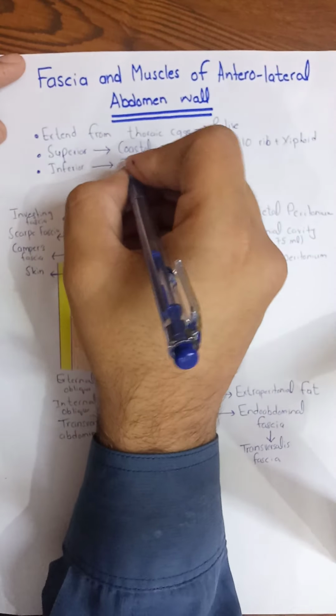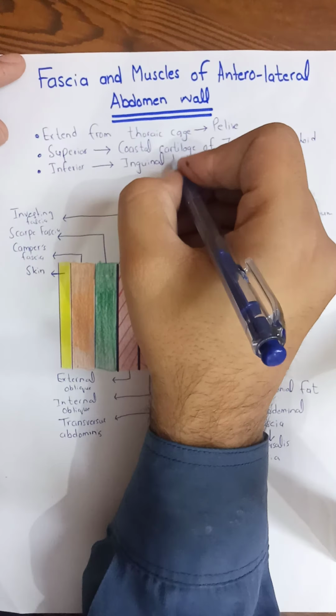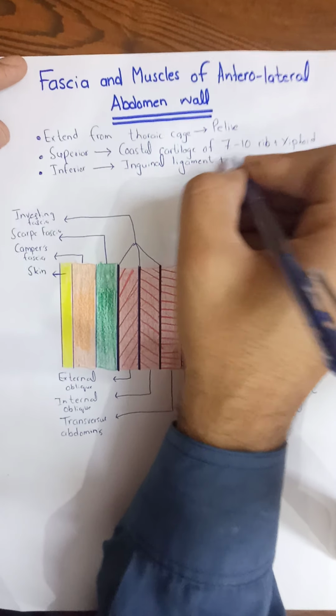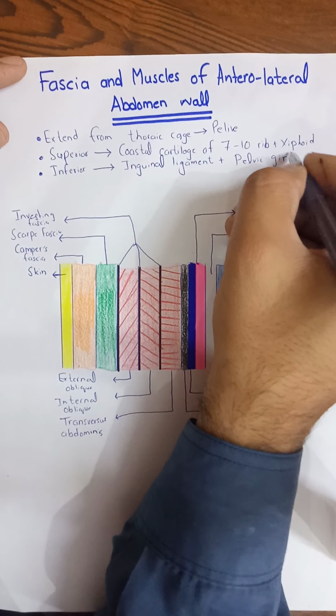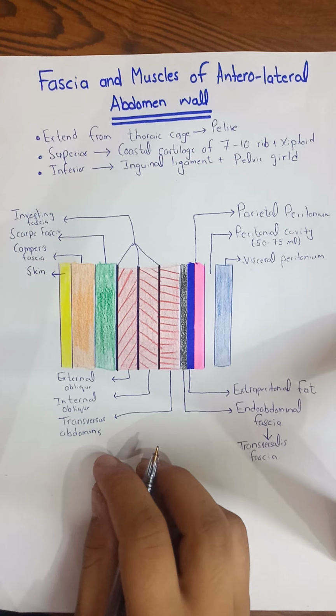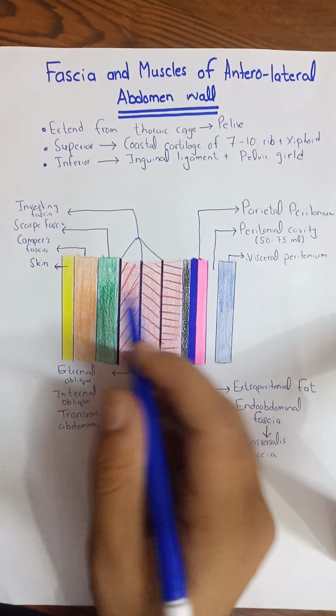Inferior to it will be the inguinal ligament plus the pelvic girdle. So this is a brief introduction of the anterior lateral abdominal wall. Now we will see the fascia of the anterior lateral abdominal wall, and we will study it from this diagram.